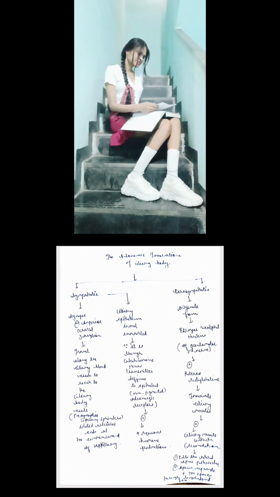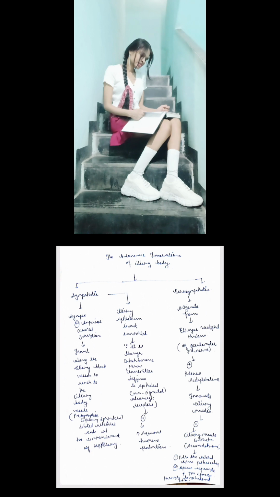The autonomic innervation of the ciliary body is sympathetic and parasympathetic. The sympathetic fibers synapse in the superior cervical ganglion, and they travel along the ciliary blood vessels and reach the ciliary body vessels. These vessels have precapillary sphincter dilated arterioles at the commencement of capillaries in the ciliary processes, and that may affect aqueous humor production by affecting the blood flow to the ciliary processes.